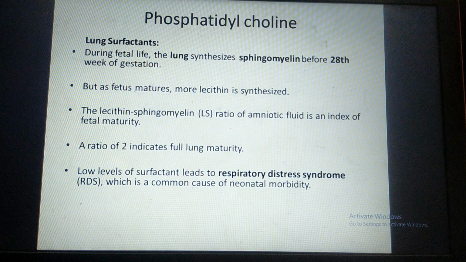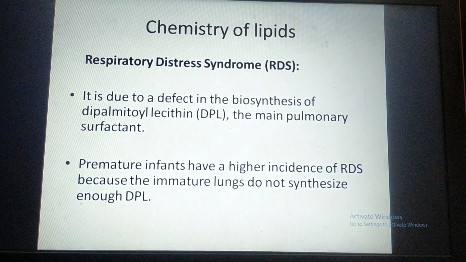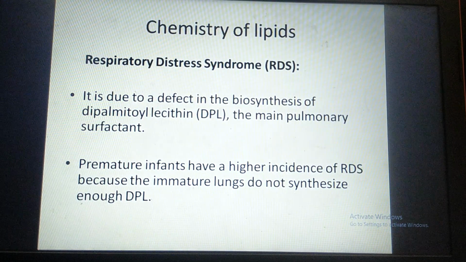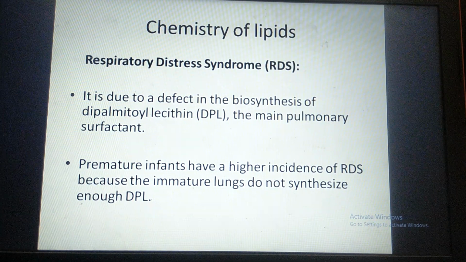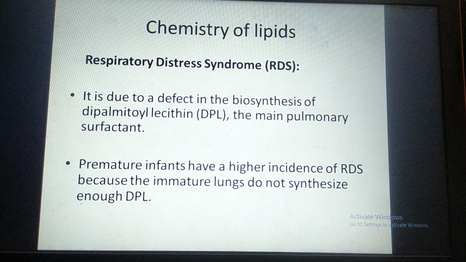Here the LS ratio, that is the lecithin to sphingomyelin ratio in the amniotic fluid, is an index of fetal lung maturity. If the ratio is 2 or more than 2, then it indicates lung maturity. If the ratio is less than 2, it may lead to respiratory distress syndrome. So this is the respiratory distress syndrome, just now I have explained. It is generally seen in premature infants where the synthesis of dipalmitoyl lecithin is less, and it is the cause of neonatal morbidity.